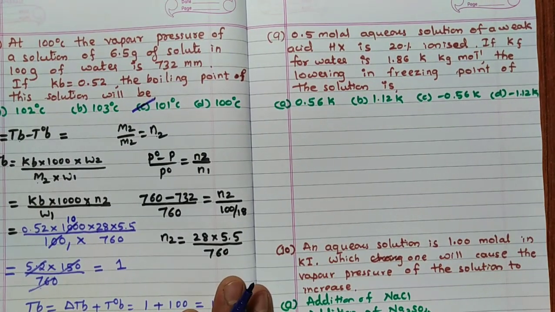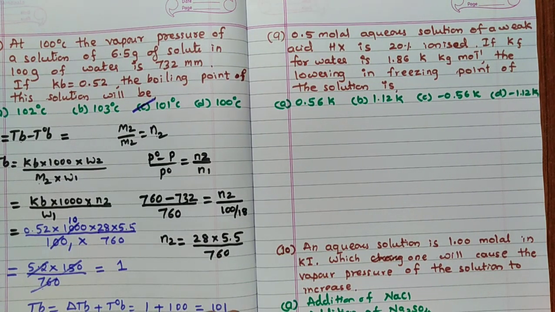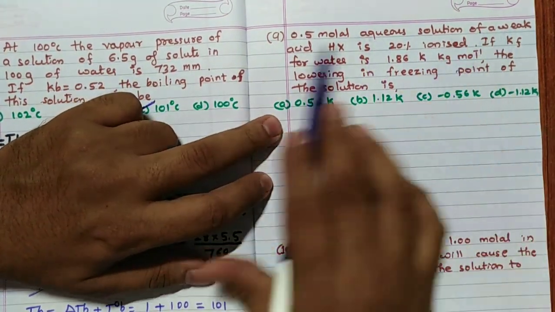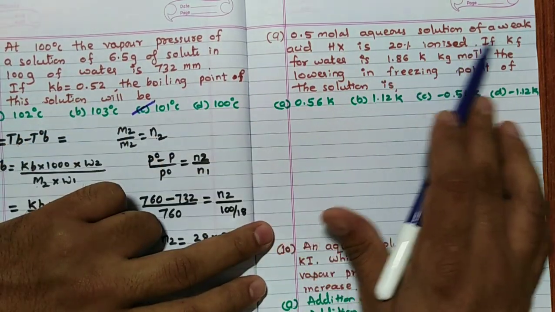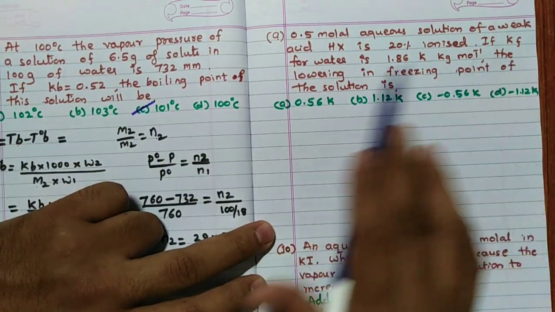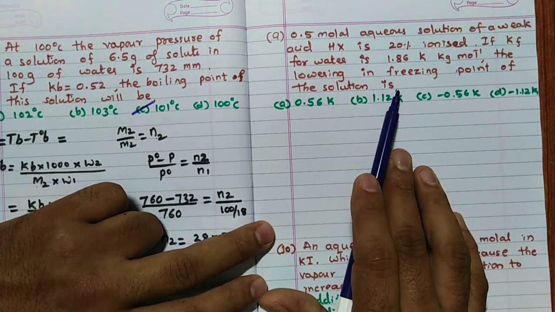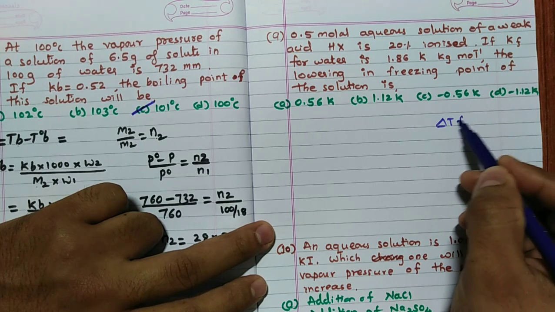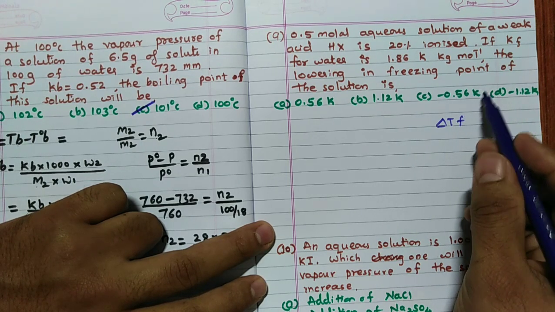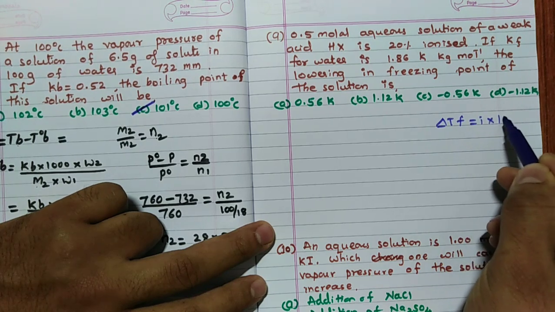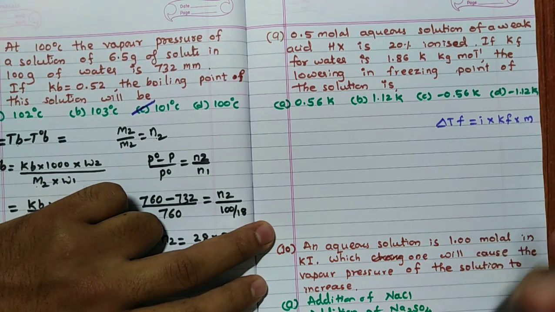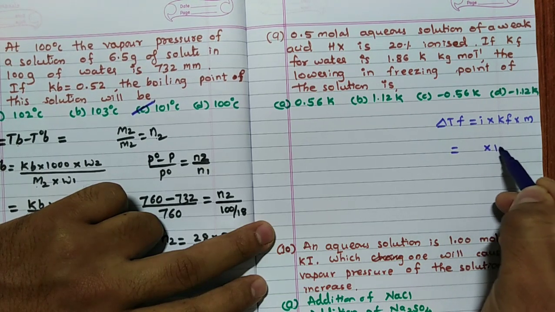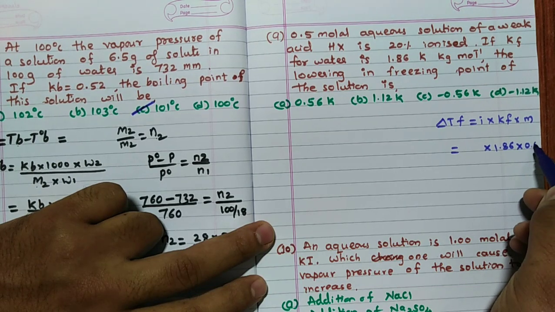Now, the 9th question. In this particular case, what they have given, you have to understand. 0.5 molar aqueous solution of weak acid HX is 20% ionized. If Kf for water is 1.86, the lowering in freezing point of the solution is what they are asking. So that is delta Tf, depression in freezing point, lowering means, is equal to i into Kf into m. Correct? So here, in this case, i you have to calculate. Kf is given 1.86. m is given 0.5.